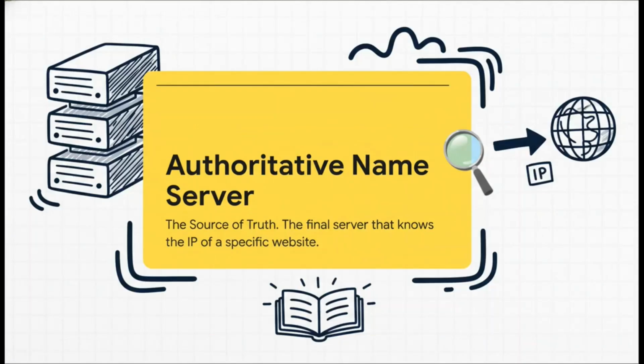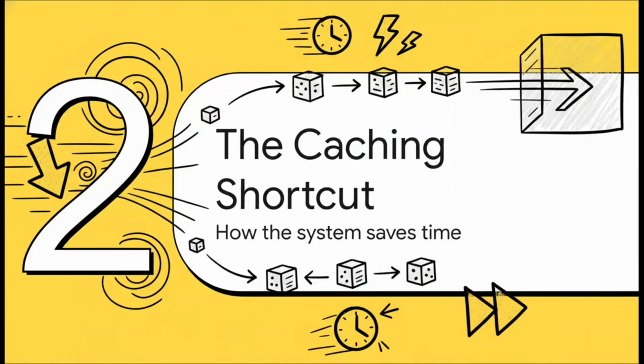And finally, we arrive at the Authoritative Name Server. This is the source of truth. It's the server that holds the definitive record, the actual IP address for a specific website. When our investigator finally reaches this server, the search is officially over. Okay, so now that we've met the whole team, let's see how they work together. Most of the time, the internet uses this really clever shortcut to make things incredibly fast. So let's look at the simplest scenario first.